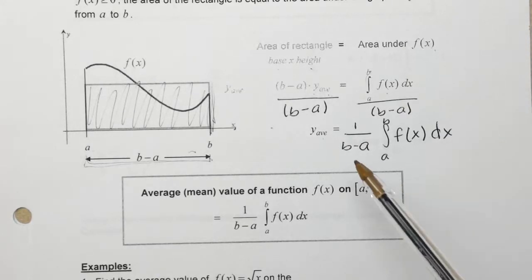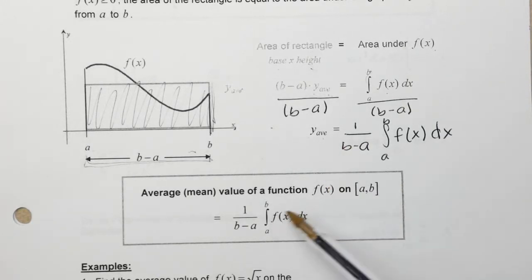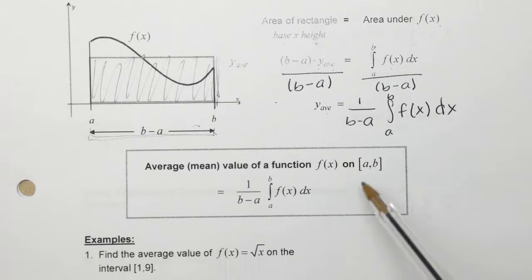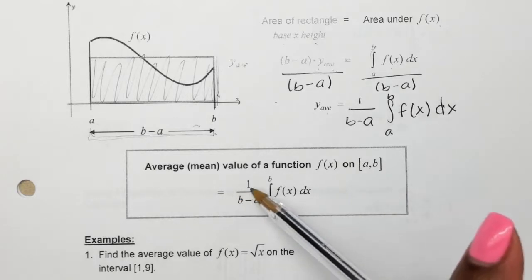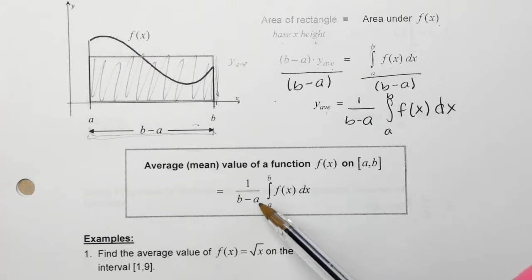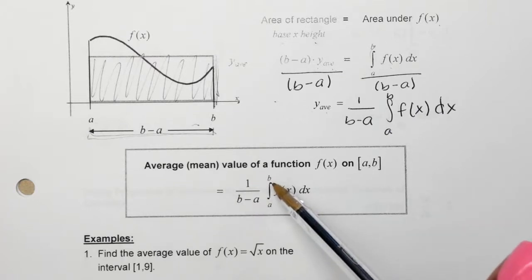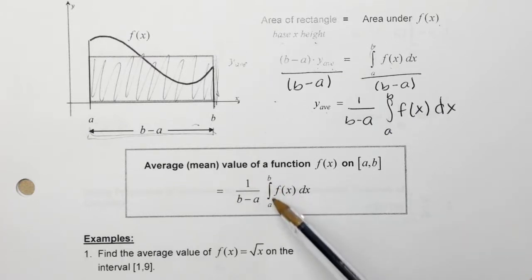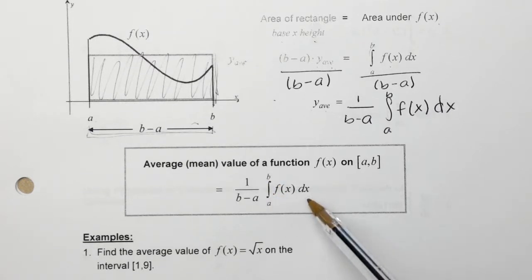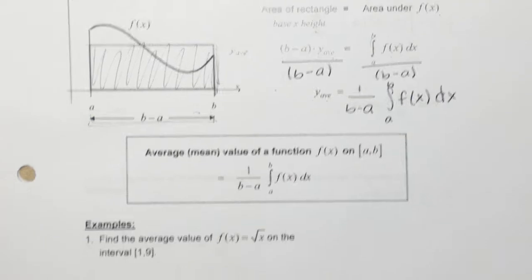Okay? So to find my average value of the function f of x on any interval from a to b, I would take 1 over my higher limit minus my lower limit and multiply all of that times the integral from my lower limit to my higher limit of the function in terms of x.